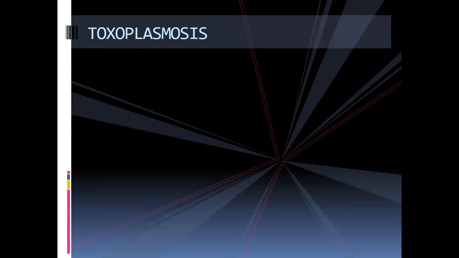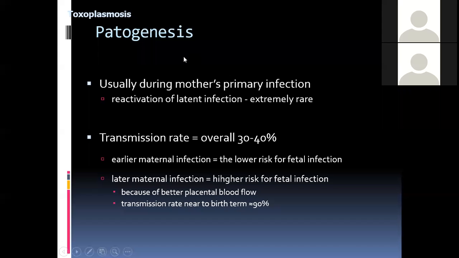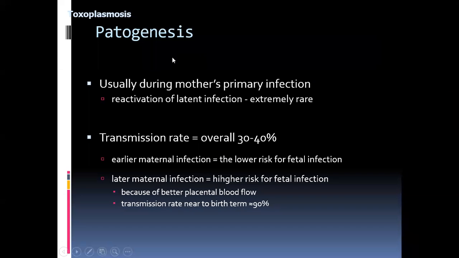Now, another one is toxoplasmosis, a parasitic infection that can lead to disease in the fetus. This parasite usually occurs during the mother's primary infection. It is caused by Toxoplasma gondii. This parasitic infection can occur through contact with cats and other pets. So they can develop toxoplasmosis gondii.